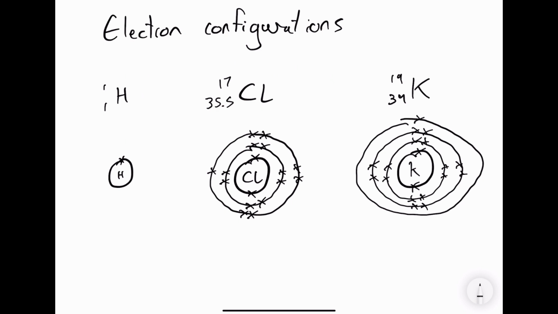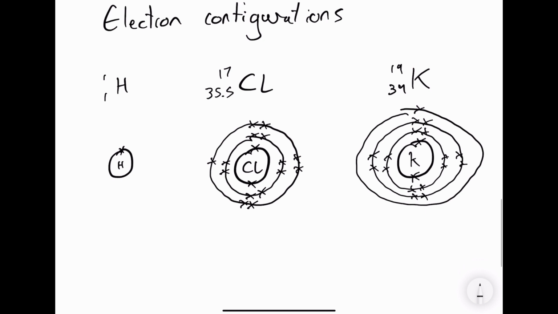So well done if you got these right. Hydrogen has 1 electron in 1 shell, chlorine has 17 electrons in 3 shells, and potassium has 19 electrons in 4 shells.